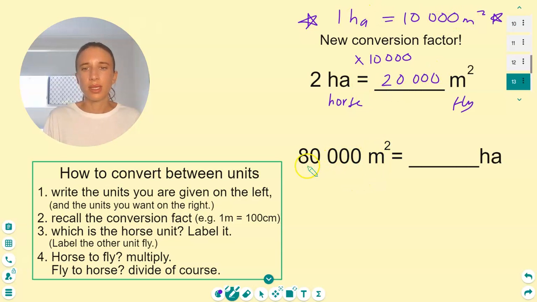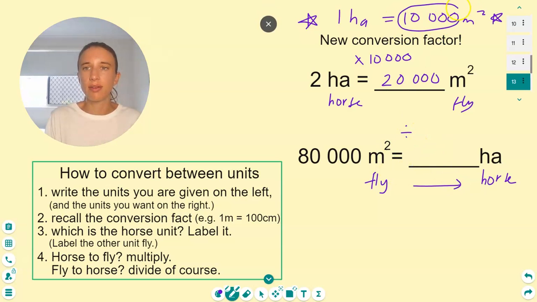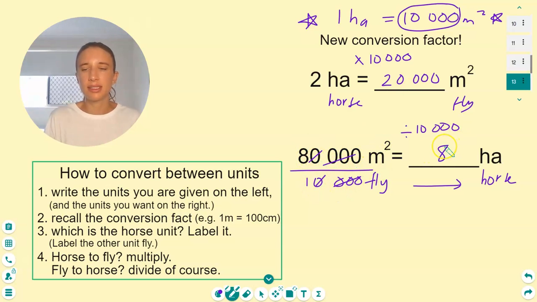Remember that. 80,000 square meters to hectares. So hectares, we know, is that big unit that's convenient for farmers to use. So this time we're going fly to horse. Divide, of course. So we're going to divide by that conversion factor. And if we're dividing by 10,000, just want to show you, cross off those, 8 divided by 1 is 8. So 8 hectares is 80,000 meters squared.